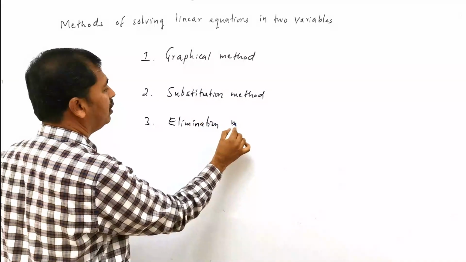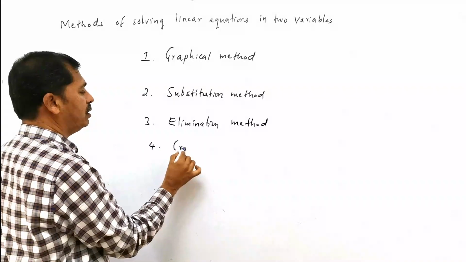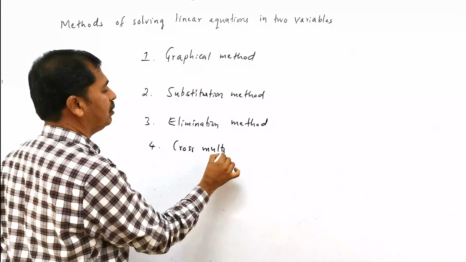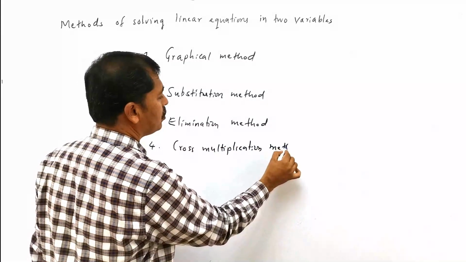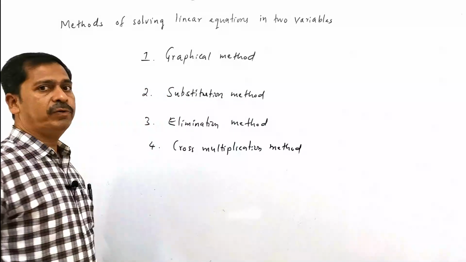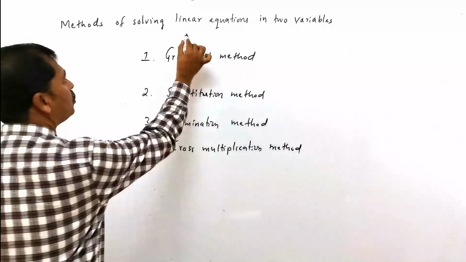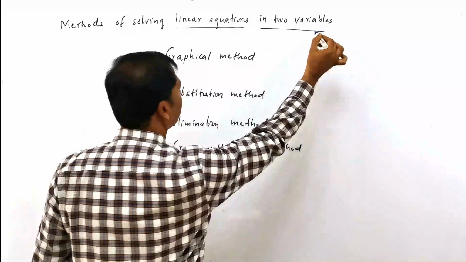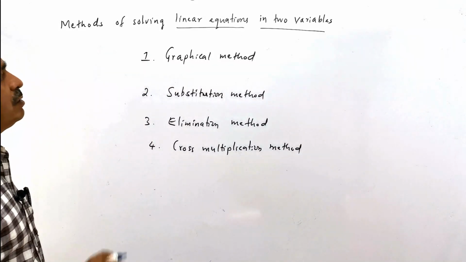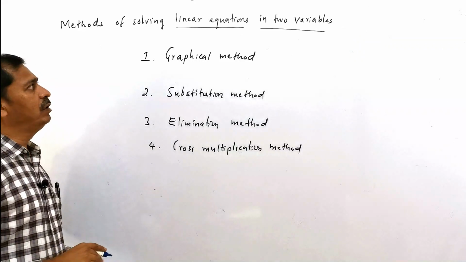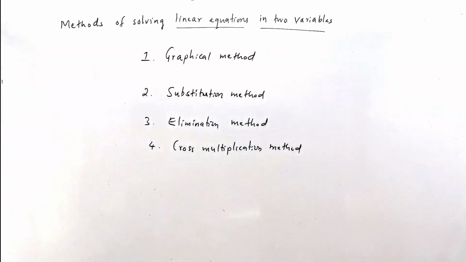And the last one, the fourth one, is the cross multiplication method. So these are the different methods of solving simultaneous linear equations in two variables. We can solve linear equations in two variables by using any of these four methods. So let us take one example and see how to solve linear equations in two variables here.